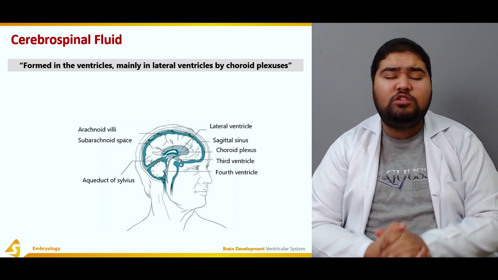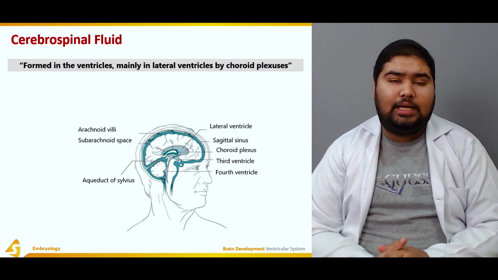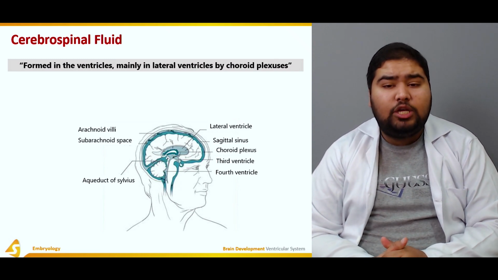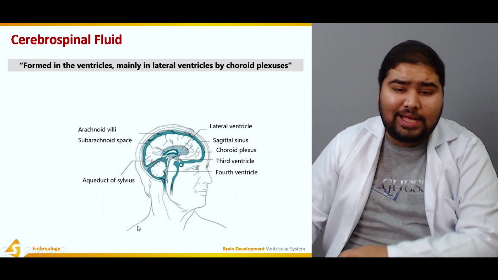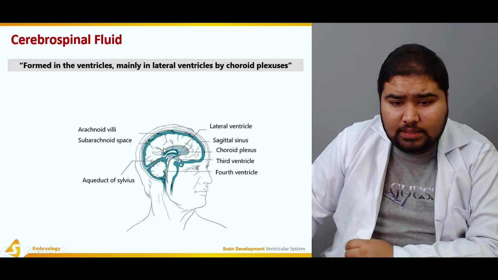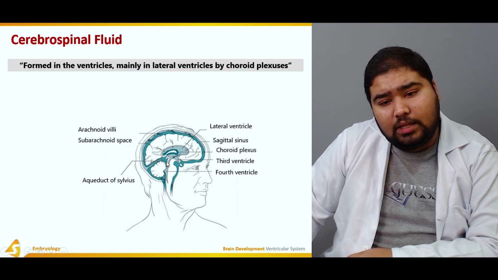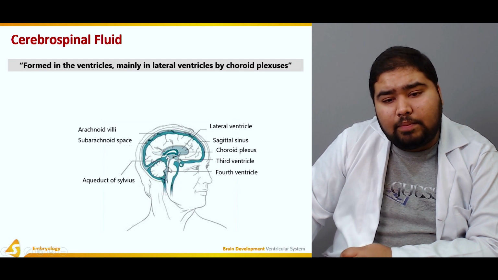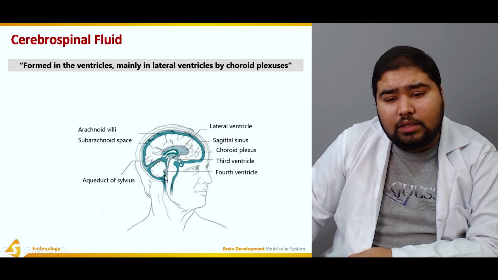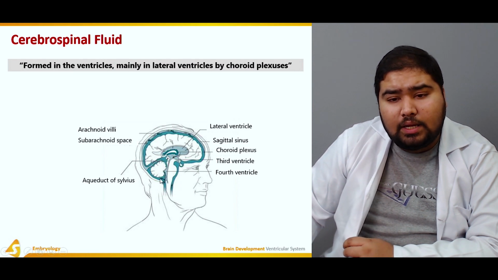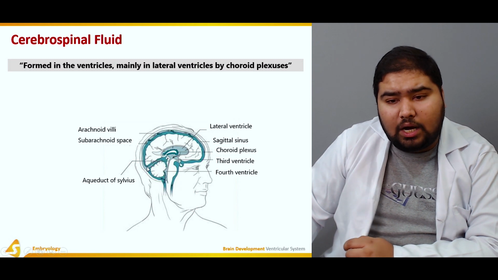Now what flows in this ventricular system? This is the cerebrospinal fluid. It is formed in the ventricles. This is the entirety of the ventricular system. Here you can see this is the lateral ventricle, then the third ventricle, this is the cerebral aqueduct of Sylvius, this is the fourth ventricle. Now, in the roof of the fourth ventricle, these are the openings towards the subarachnoid space. This is the subarachnoid space in dark blue.